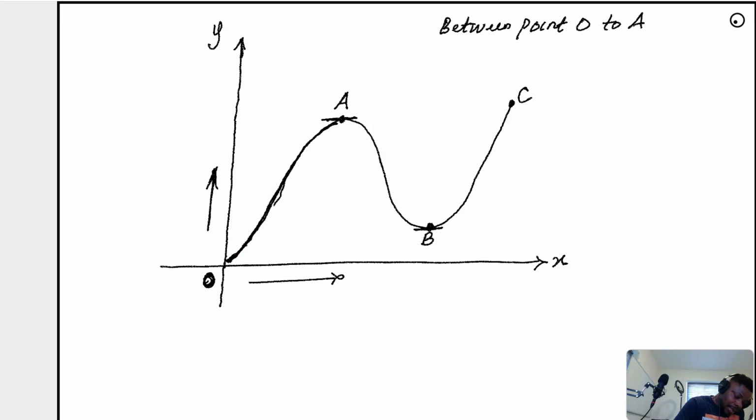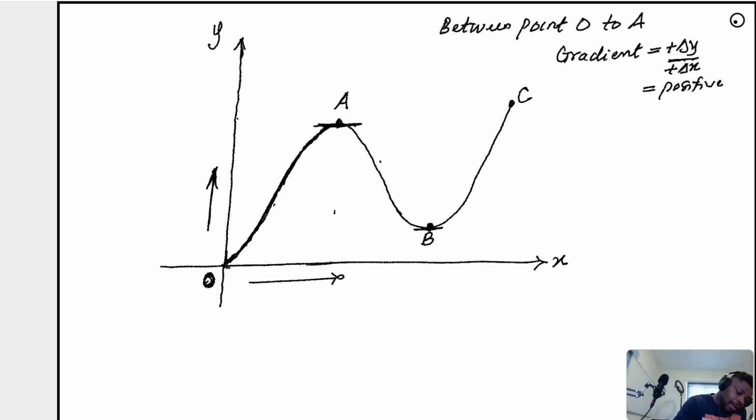And as I'm going from 0 to A, x also is increasing because x is starting from here, but now at point A is here. So x is increasing. If you look at between 0 and A, you will see x has increased, y also has increased. So you can see that the gradient in that place is positive, because y is increasing and x also is increasing. So the gradient is positive.